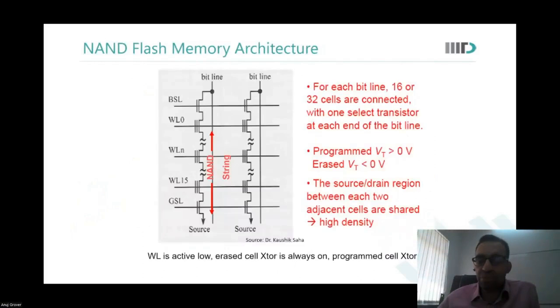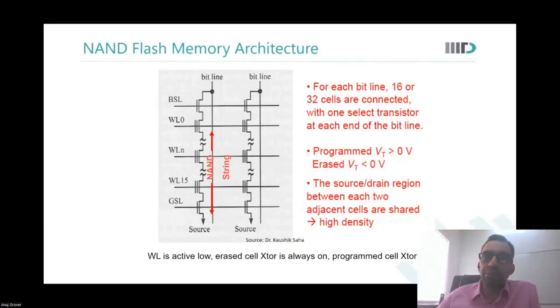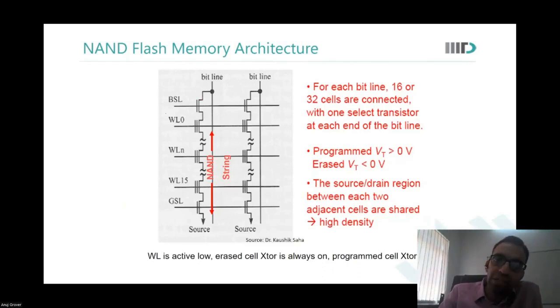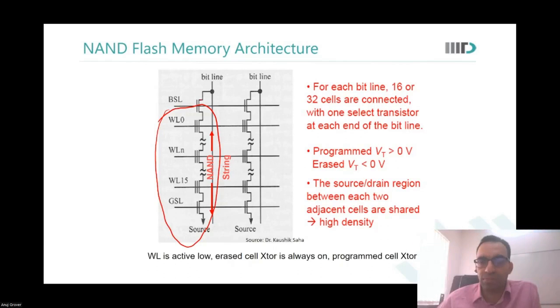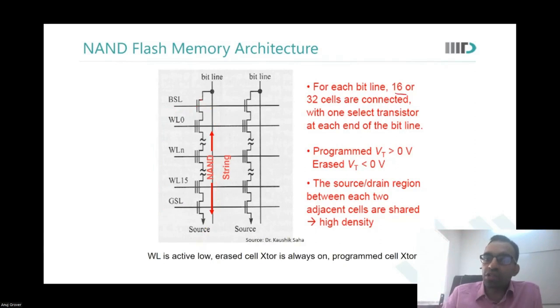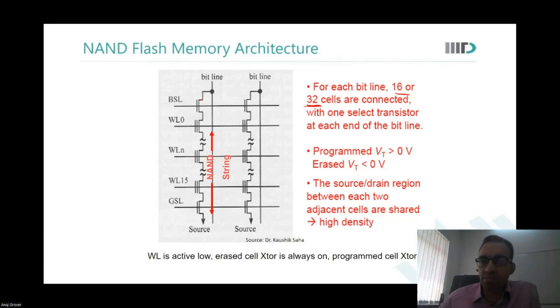Let us look at the flash memory. We can use exactly the same things in here also, but in a NAND flash memory, you actually have a string of devices connected to each other in NAND structure. So 16 or 32 cells may be connected with one select transistor.